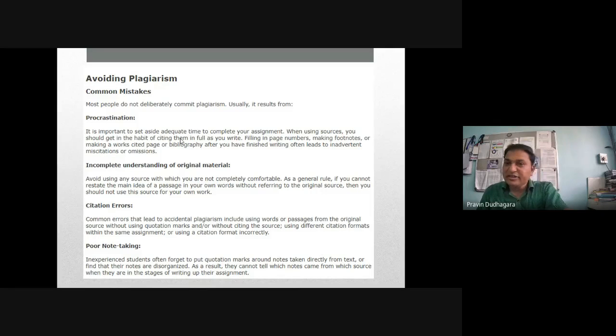The ultimate result is that you are not giving proper weightage to the original researcher or the author, because you are missing the footnote, the reference, or the citation. Second is incomplete understanding of the original material. You are not able to understand the entire paragraph, sentence, or manuscript. There is a lack of knowledge of the original work, and that's why you are missing the credit. You are supposed to give credit, but you are missing it for other works.